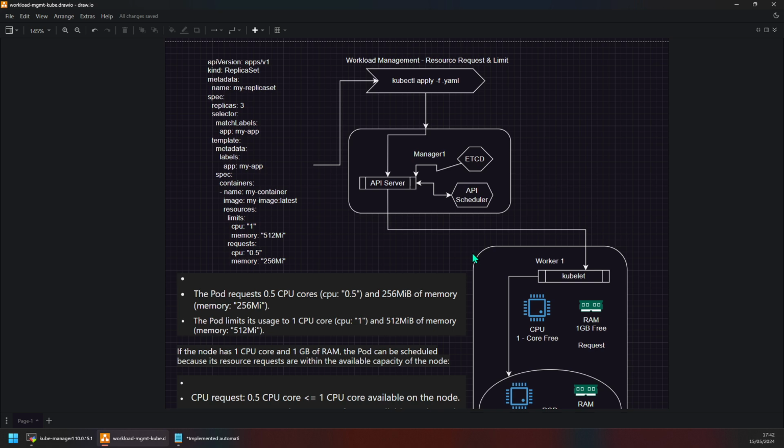In this video, we are going to understand workload management. The next topic on workload management is the resource request and limit. We're going to see both these concepts as part of one hands-on video. Both concepts are part of a single YAML file, as you can see over here.